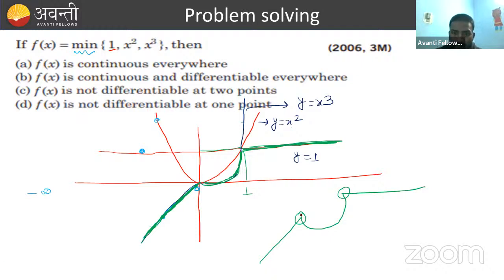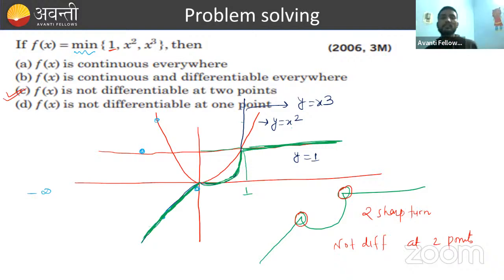Okay, there are two sharp turns. First one is this, second one is this. So, two sharp turns. So we can say that it is not differentiable at 2 points. So what is the answer? What is your answer? The answer is C. The function is not differentiable at 2 points.